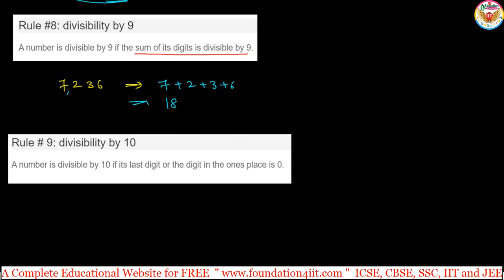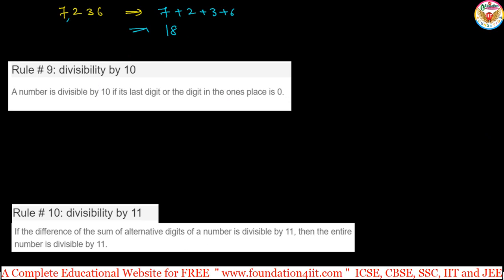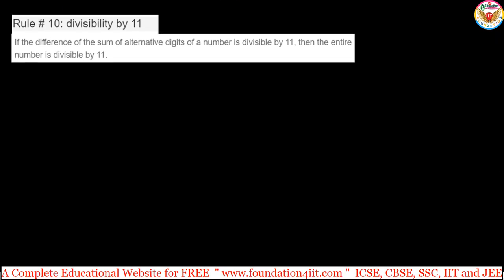And the rule for 10. 10 is simple: just the last digit is 0. The digit in the ones place must be 0. Any number, like 6340, has 0 in the units place. Any big number with 0 in the units place is divisible by 10. Next, see the rule for 11. The rule for 7 is not in the syllabus, so we are not taking 7 here.